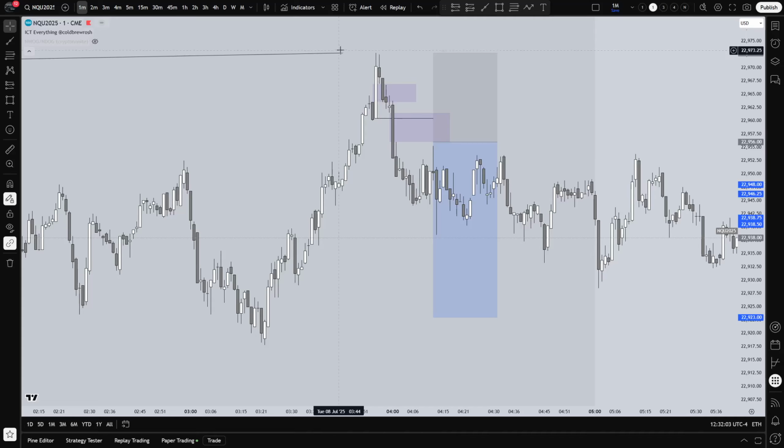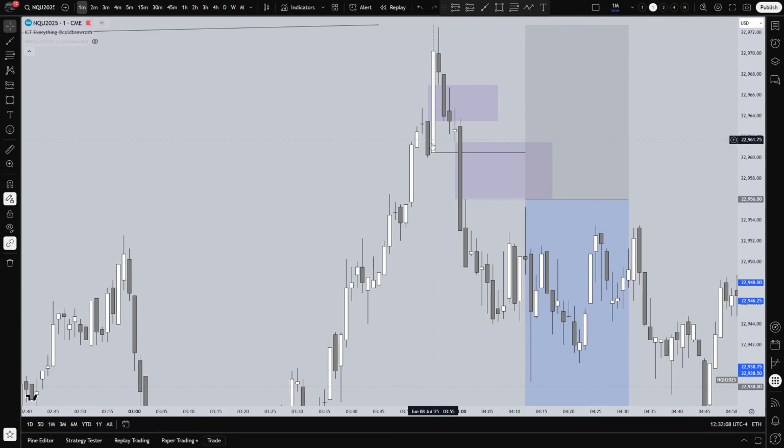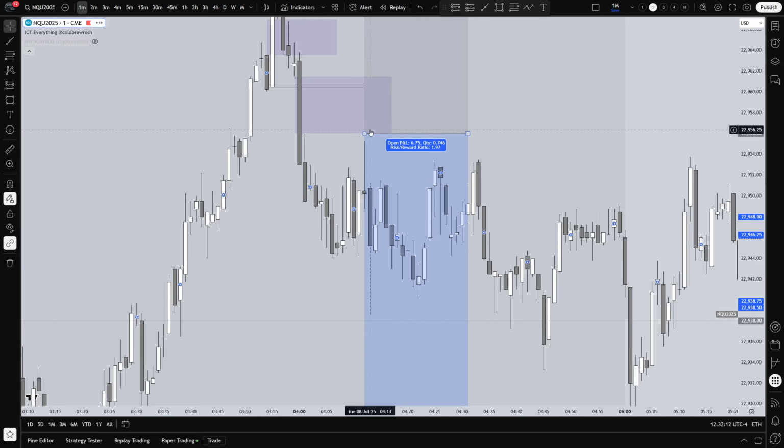So we can see here's the SMT with previous daily high. We've got our inverse, we've got our CISD, and a fair value gap created. So our entry would be inside this gap.